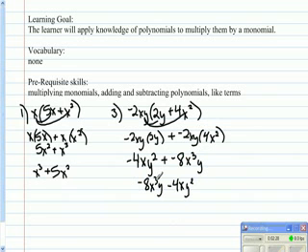And that's it. Make sure you are not combining these. These are not like terms. They do have the same letters, but they're not the same powers. You can't add them if they don't have the same powers.